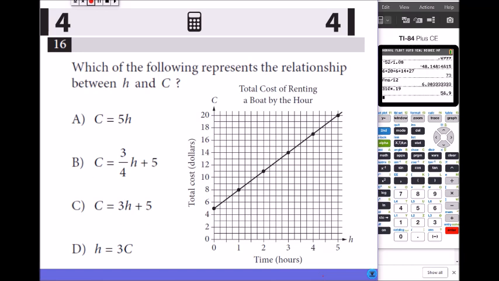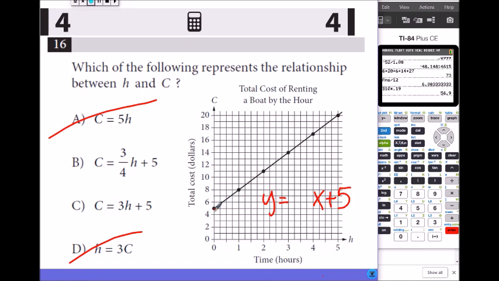Y-intercept. So same question, which of the following represents a relationship between H and C? So you're just writing the equation. Y equals slope x plus y-intercept, 5. So you already know you can eliminate A and D. What's the slope? You have to read the scales, not just count the units.